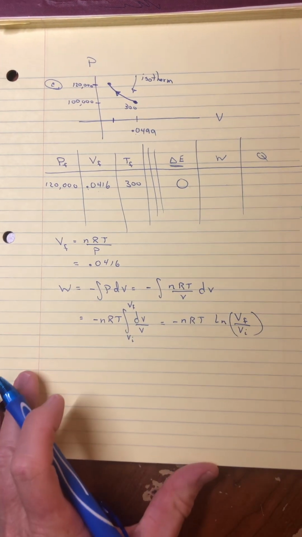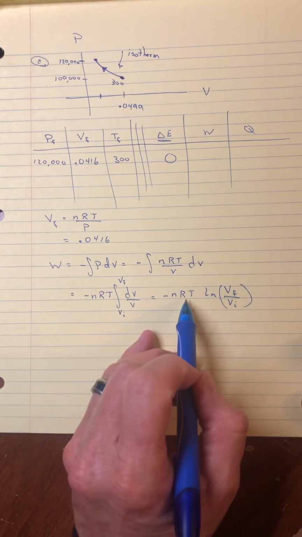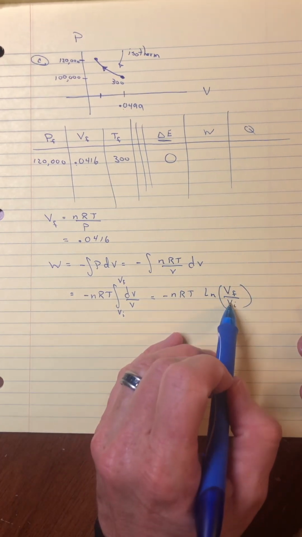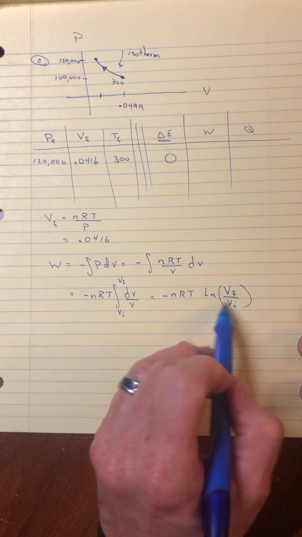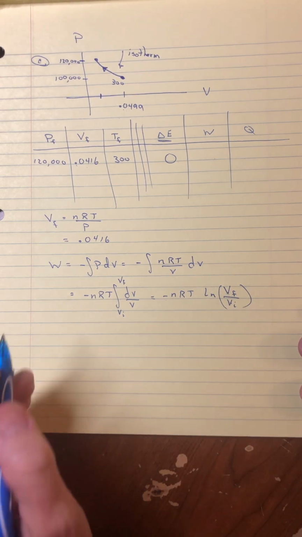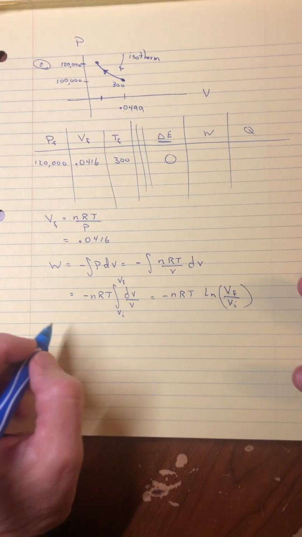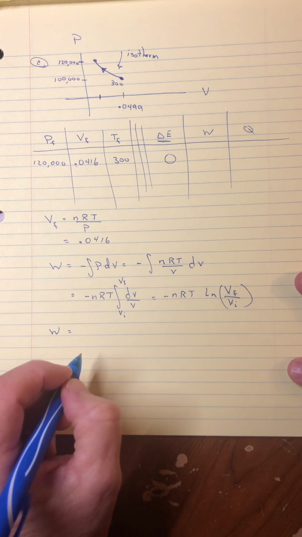And as I said, we want this to come out positive because we're squishing it, and that's perfect. When I squish it, this ratio is less than 1, and the natural log of less than 1 is negative, and with that negative gives me positive work. And then once I know that one, I know that one.